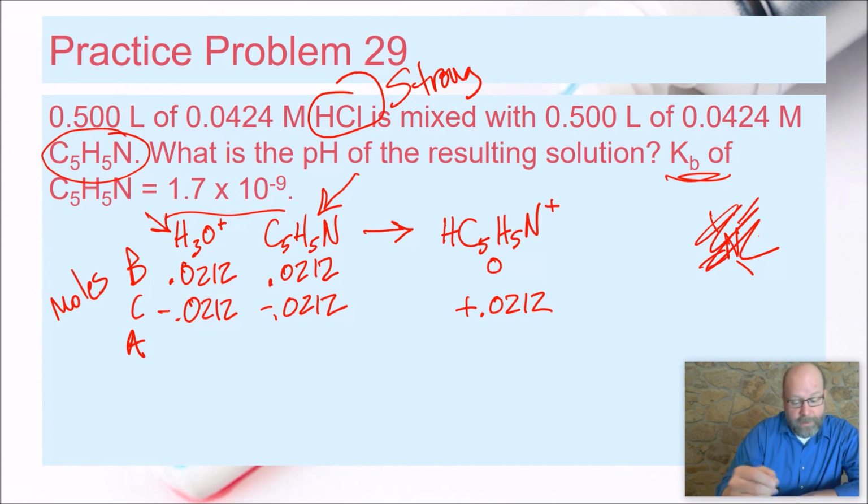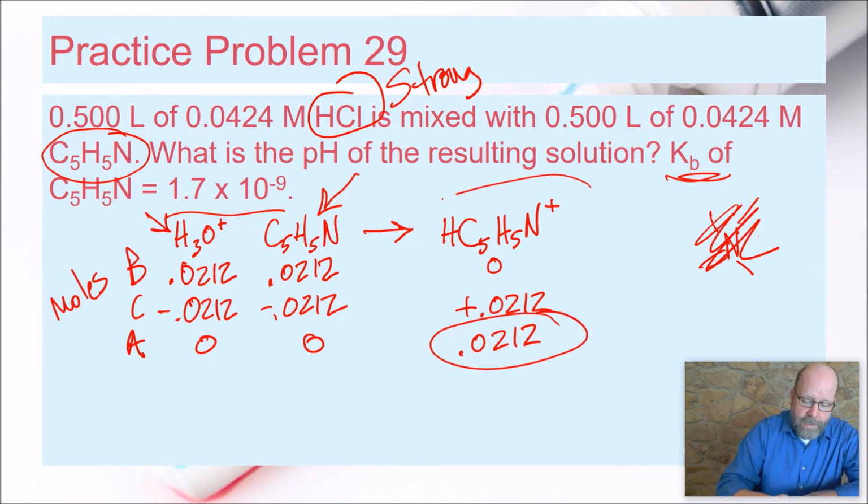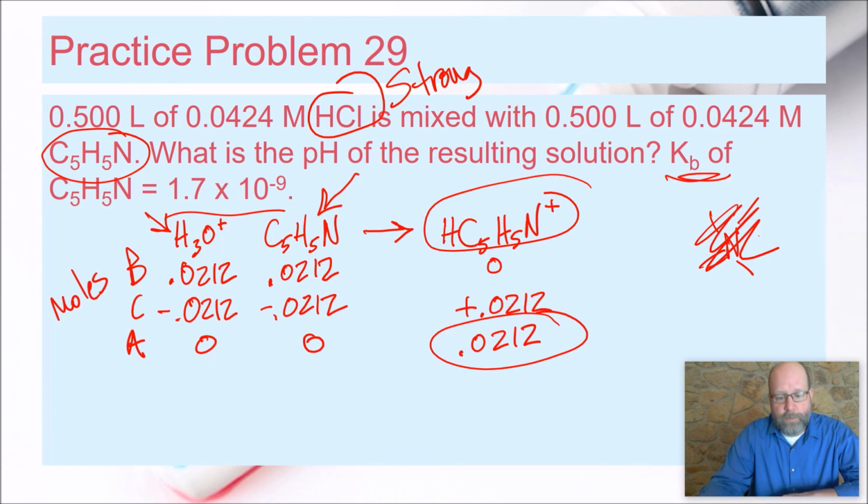Here in a minute, we'll have to make an ICE table and everything. So let's get to that. This is going to be 0, this is going to be 0, and this, of course, is going to be 0.0212. All right, so that amount of this weak acid is something we have to consider.